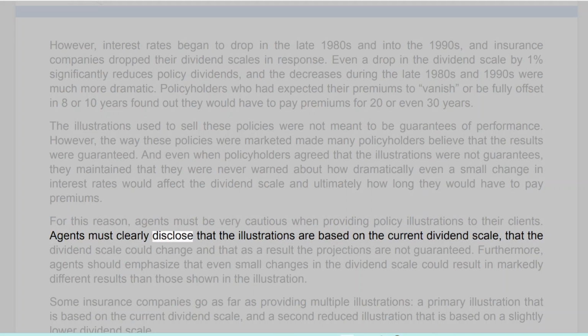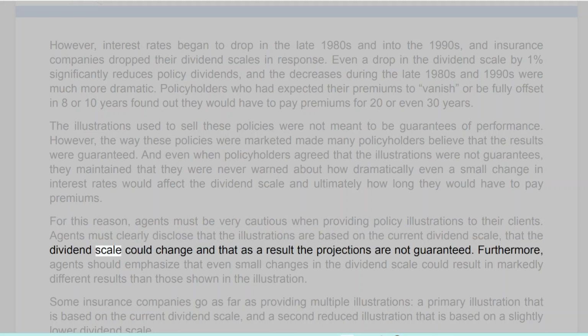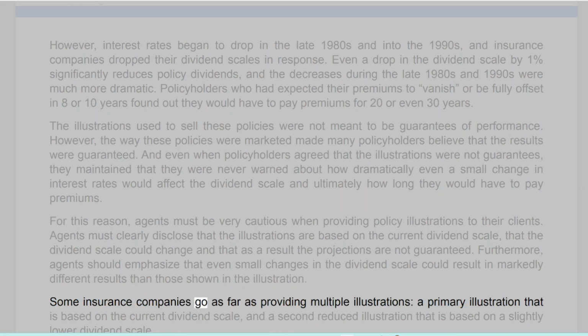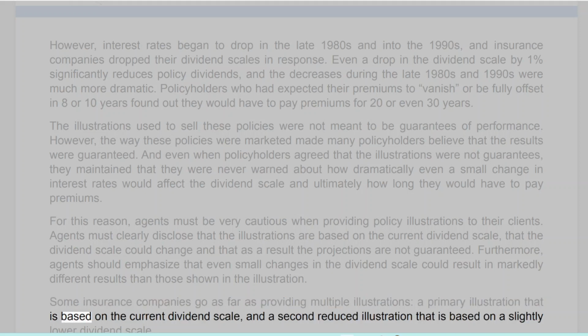Agents must clearly disclose that the illustrations are based on the current dividend scale, that the dividend scale could change, and that as a result the projections are not guaranteed. Furthermore, agents should emphasize that even small changes in the dividend scale could result in markedly different results than those shown in the illustration. Some insurance companies go as far as providing multiple illustrations, a primary illustration that is based on the current dividend scale, and a second reduced illustration that is based on a slightly lower dividend scale.